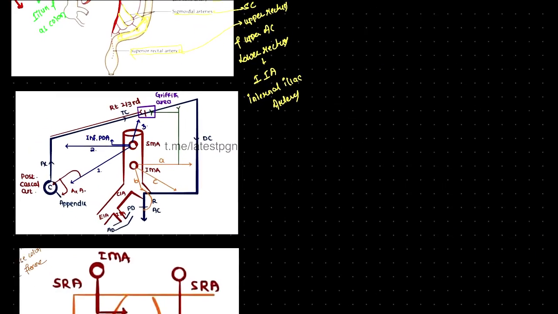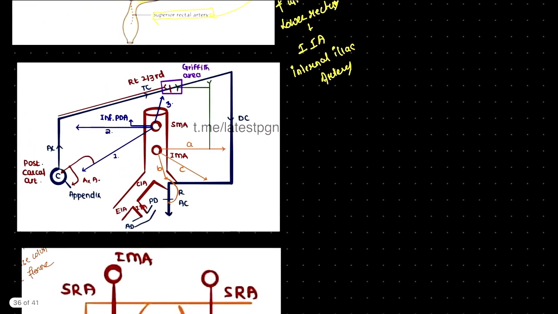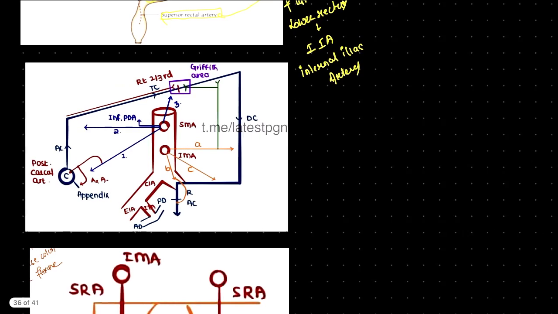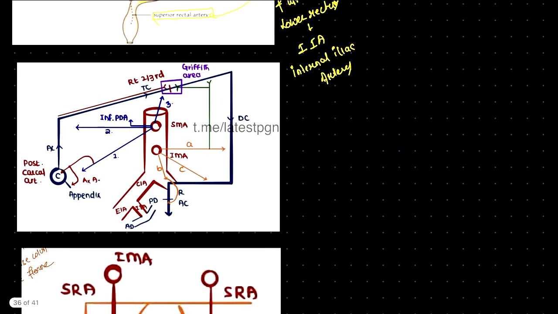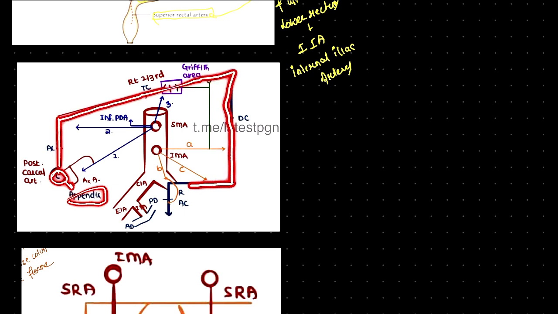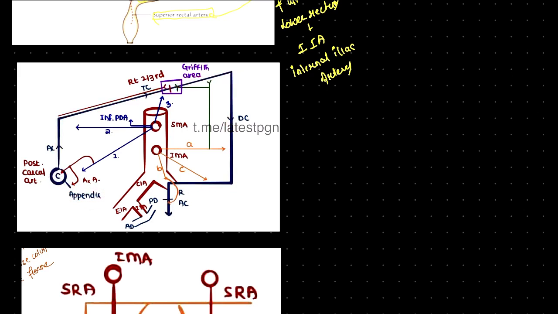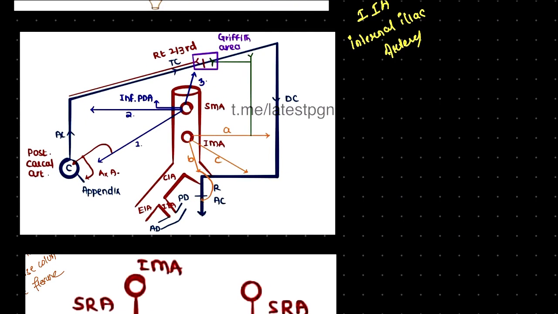So now one important thing. Right here we can see our cecum, and we can see the appendix right here. This is our cecum. Then the ascending colon, transverse colon, descending colon, sigmoid colon, and our rectum and anal canal, right? Now here we can see our superior mesenteric artery. This is our superior mesenteric artery.